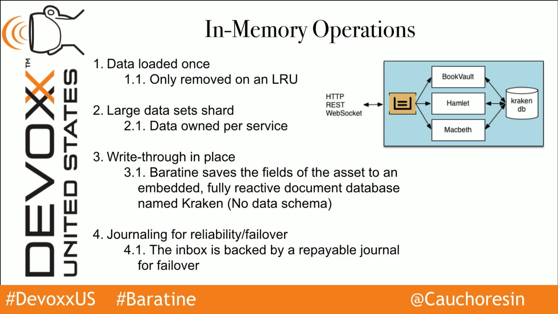We have write-through in place, so Baratine does save the fields of an asset to an embedded, fully reactive document database, so it's an append-only style database that we do use. And we have journaling for reliability and failover. So the inbox is backed by a replayable journal, and that is how we're able to recover the state of a service if ever a service does go down.